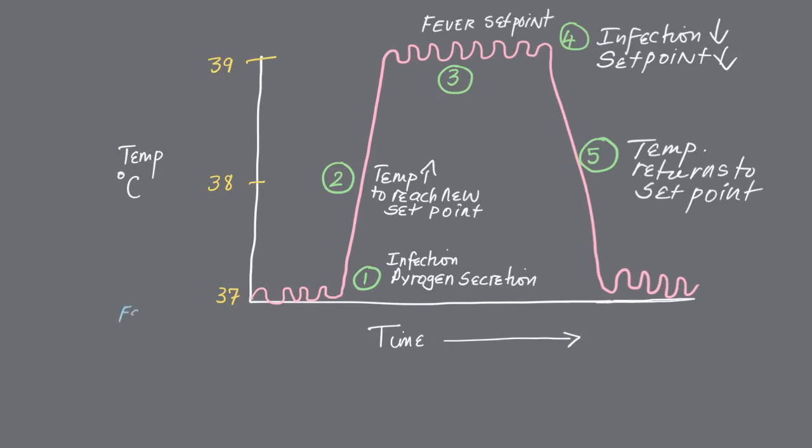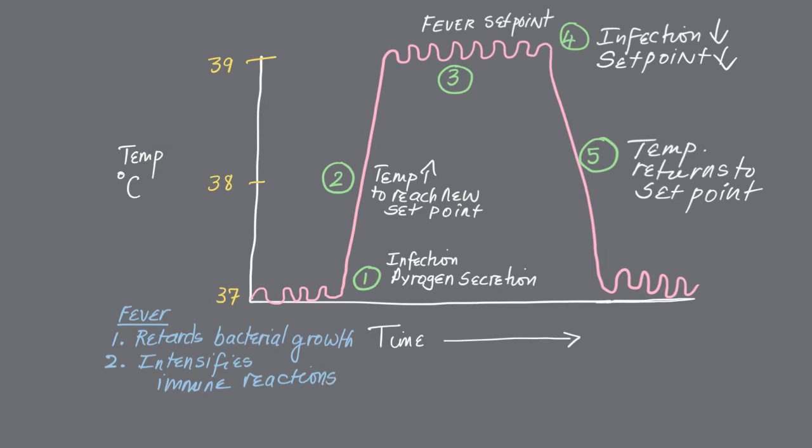Now for the benefits of fever. Pathogens in general do not like high temperatures. They don't do very well at high temperatures. So fever helps to retard bacterial growth. It also slows down viral replication. The second benefit is that high temperatures raise our metabolic rate, and in doing so, they also intensify our immune reactions, so we are better able to fight off the pathogen. So fever can actually be a good thing.